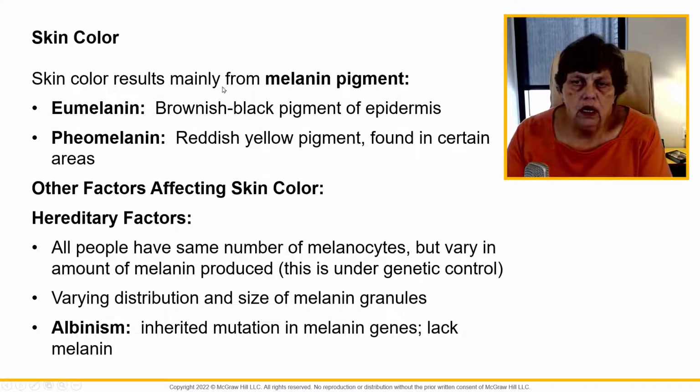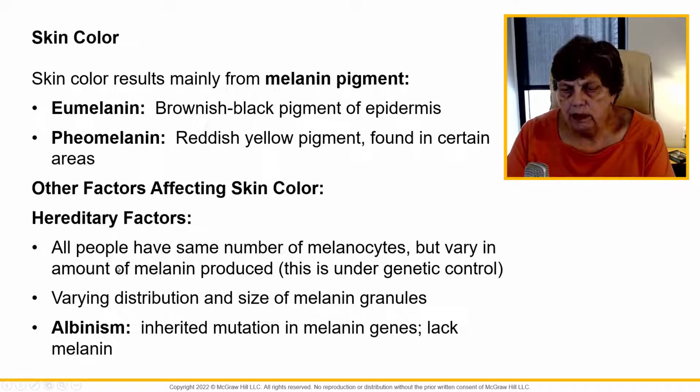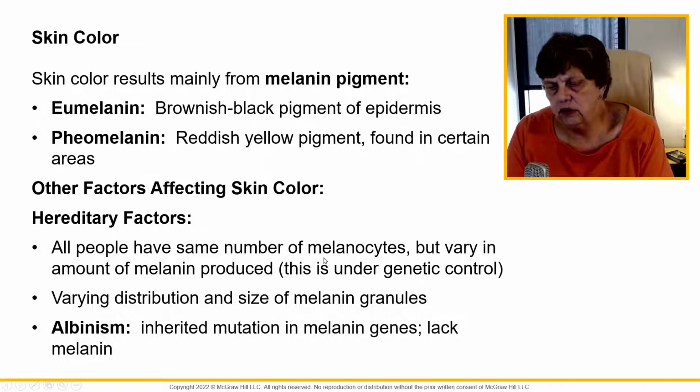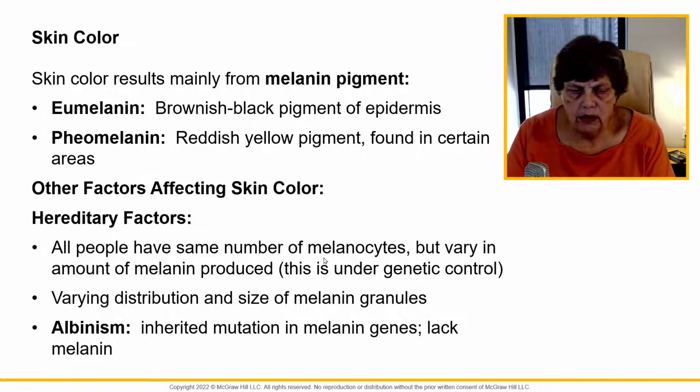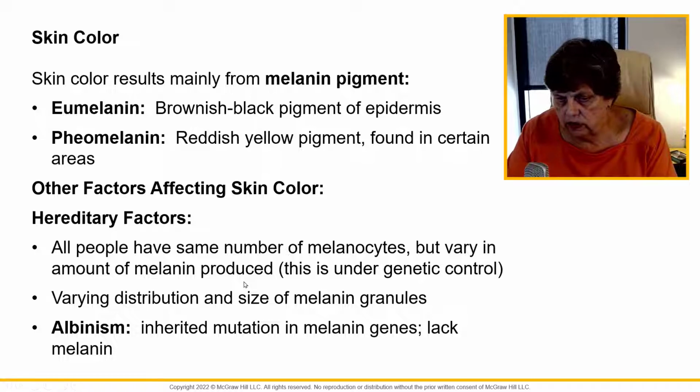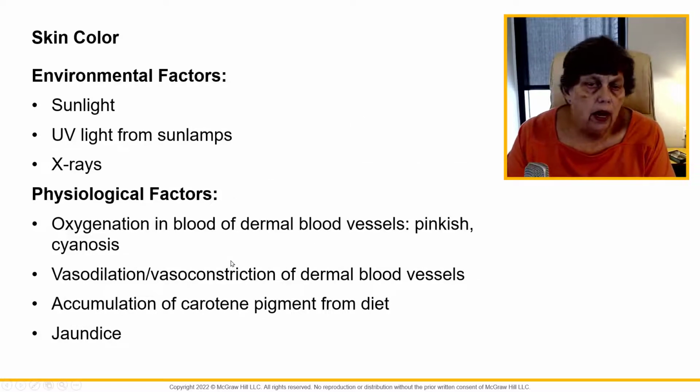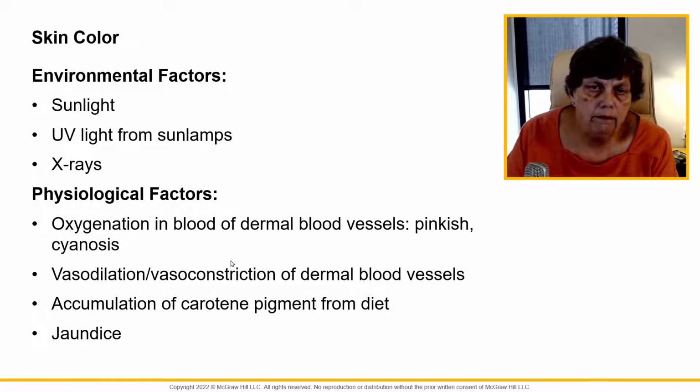The different skin color comes from a couple different pigments, and you can take a look at that, and they are found in different areas. And again, all people have the same number of melanocytes, but they vary in the amount of melanin that is produced. And again, that is under genetic control. There's basically about 9 genes that help determine the basic colors, and there's a lot of variation in the distribution and the size of these granules. If you lack these genes, then you are albino, okay, and you don't have that melanin.